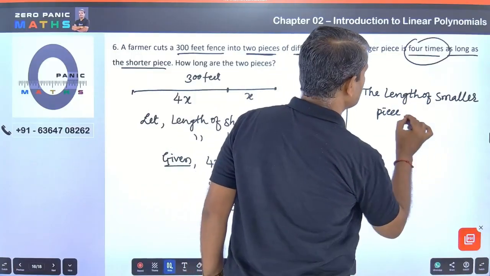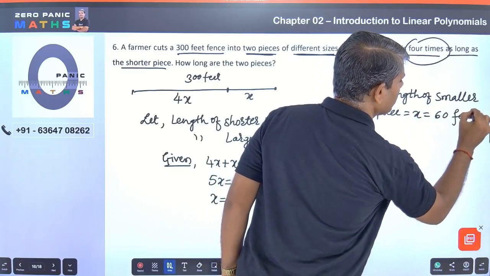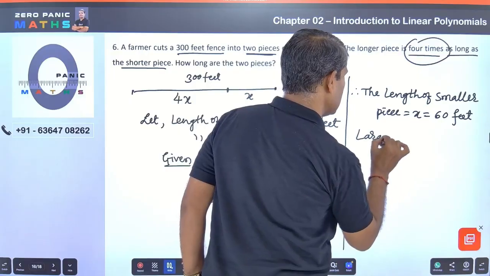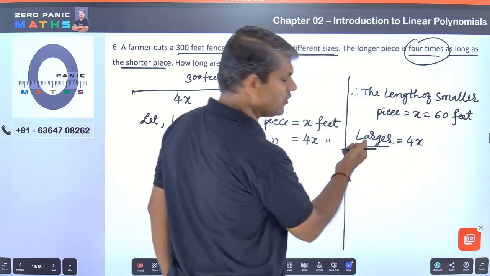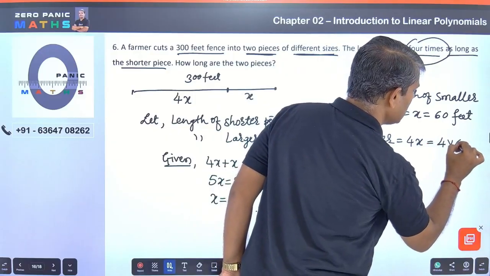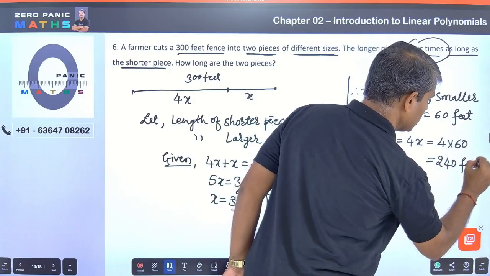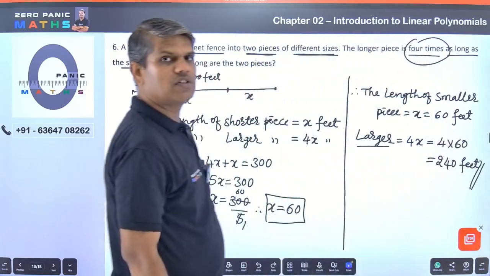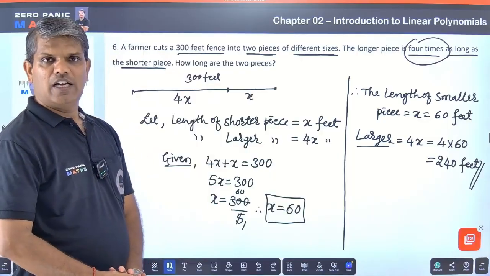So the length of the smaller piece is x, which is equal to 60 feet. And the length of the larger piece, you can write it in detail. I'll just write the length of the larger piece, that is 4x. You have to write it in detail. So 4x, which is equal to 4 into 60, that is 240 feet. You can just verify here: 240 plus 60 makes it 300 feet, which is the original length of the fence. Understood this?